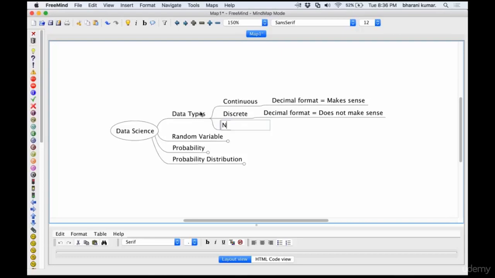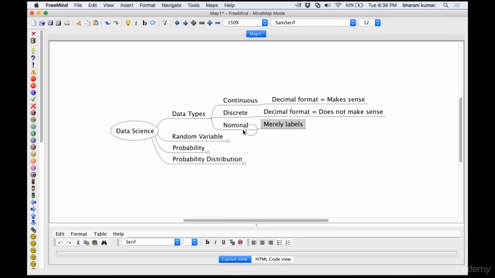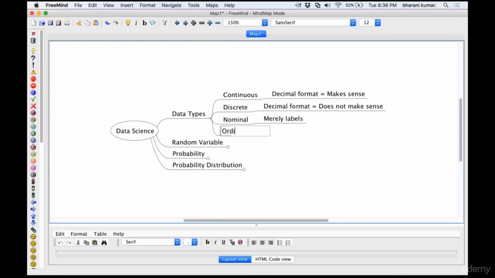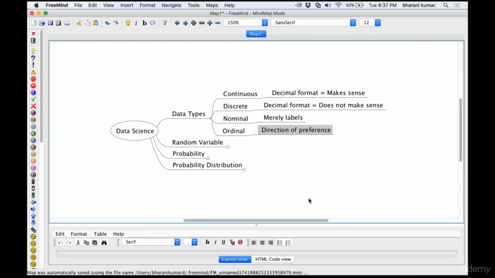In addition to that, we have also discussed nominal data, which is merely labels. For example, if I say Coke and Pepsi, I'm just giving the names, right? And then we have discussed ordinal data. As the name itself implies, order, ordinal, order matters, right? So the direction of preference is provided. For example, if you say you prefer Coke over Pepsi, that means you like Coke more than Pepsi, right? That order is captured in ordinal data.